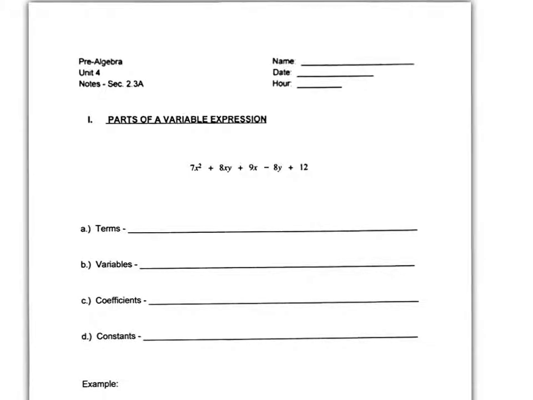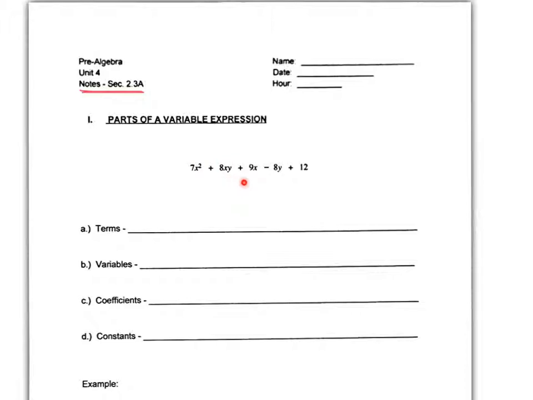Okay, here we go. These are your notes for section 2.3a. And we're getting into some algebra today. So that's exciting. And we're going to learn two things. This is the first of two videos that you're going to watch. First we're going to talk about the different parts of a variable expression.